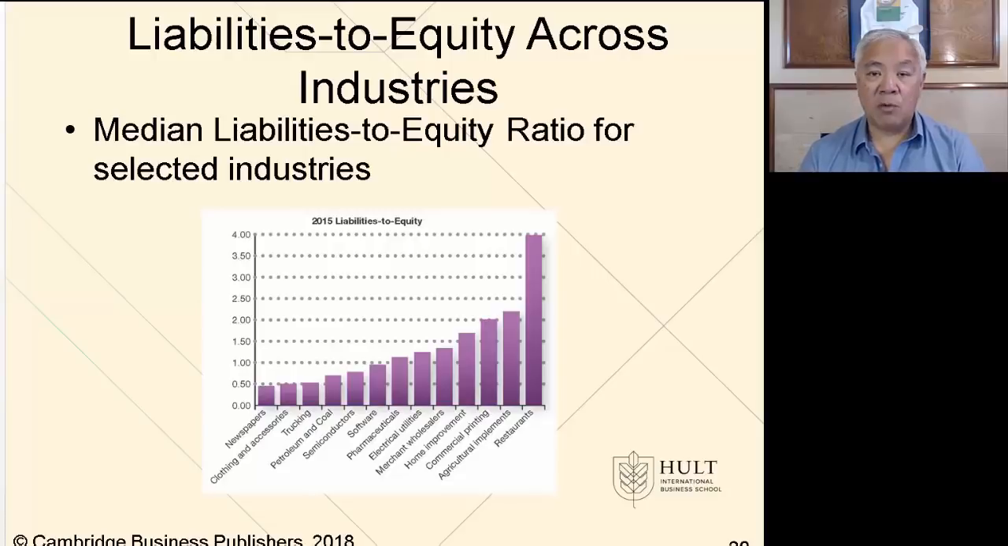So here we have an array on the bottom of industries, and on the vertical axis, the amount of liabilities to equity. And look at the top number, it's 4. 4 means you have 4 times the liabilities as you have equity, which means a little bit of equity and a lot of debt. Way on the other side, with newspapers, it's under 0.5, which means they have very little debt. So these tend to be financed solely from owners.